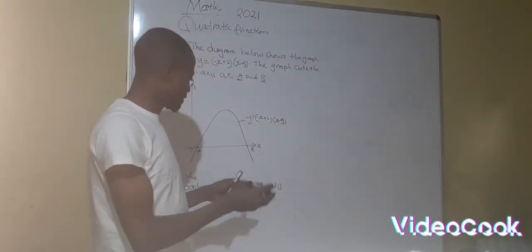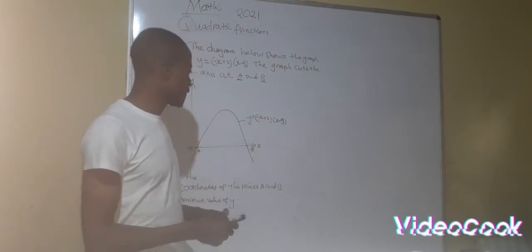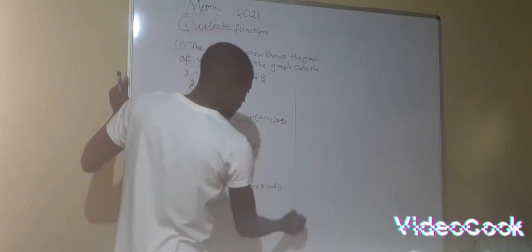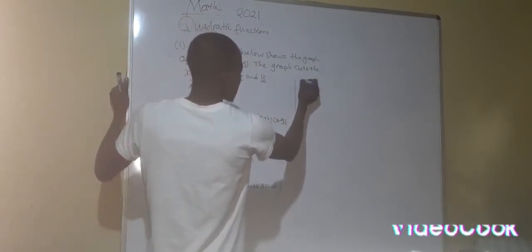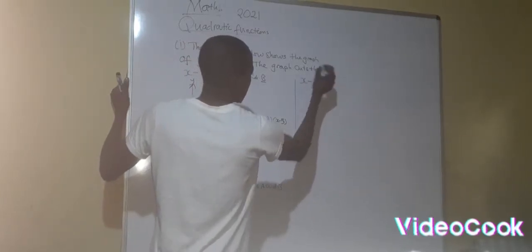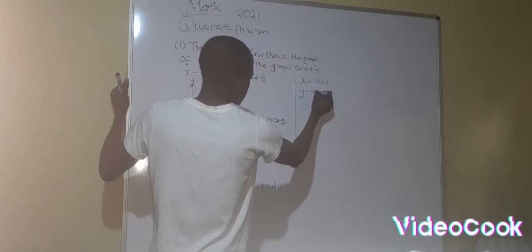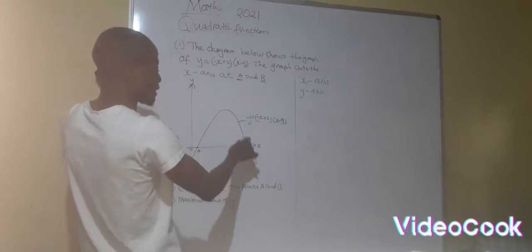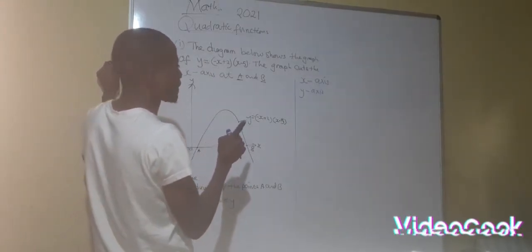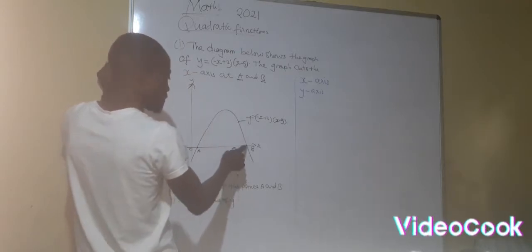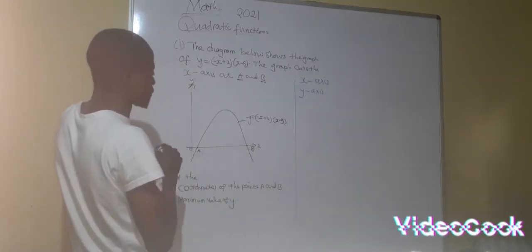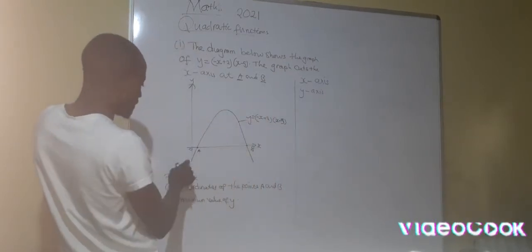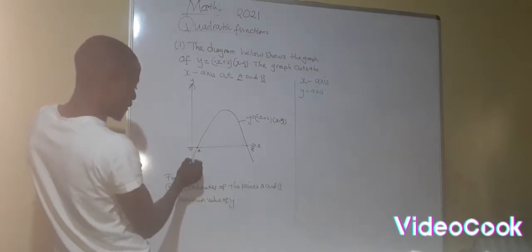Now you need to know what they are really asking you to find there. First of all, on quadratic functions, you really need to know these two things: the x-intercept and the y-intercept. The x-intercept is the point at which this curve is cutting the x-axis, the one which is horizontal. Then the y-intercept is the point at which this curve is cutting the y-axis. So in this case it will be there.